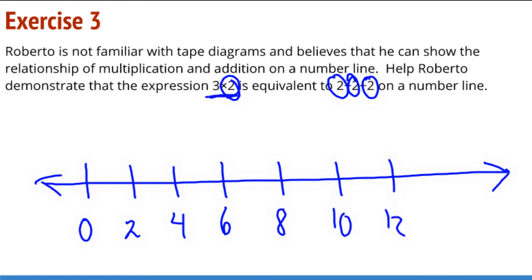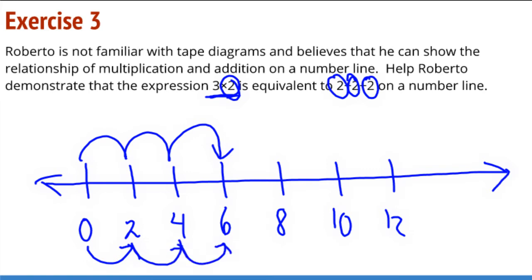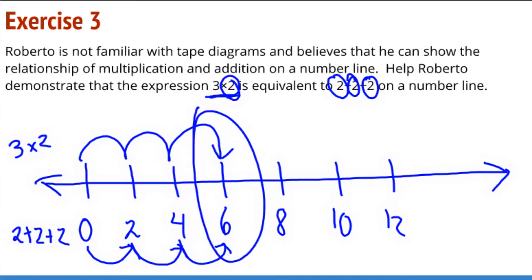So here we're saying 3 groups of 2. 1, 2, 3. And here we're adding 2. 2 plus 2 plus 2. So here I've got 3 times 2, 3 groups of 2, and here I'm adding 2 plus 2 plus 2. And we have demonstrated that the expressions are equivalent using a number line instead of tape diagrams or other models.